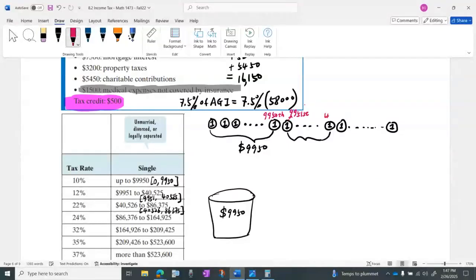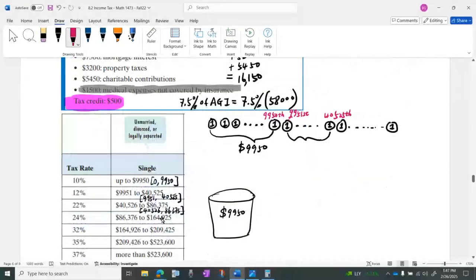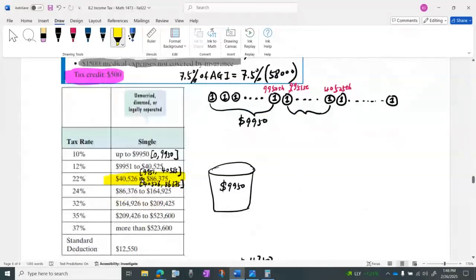$40,525. You see what I'm talking about? Why? Because your taxable income, $41,850, falls in the third tax bracket. Okay, this is the third tax bracket. Let me show you, I'm highlighting it in yellow. The guy's taxable income is $41,850. It fell in the third tax bracket, so he's going to have 3 tax rates apply.